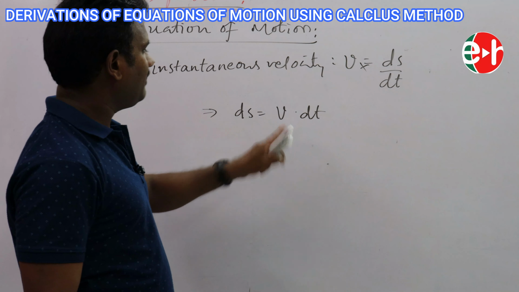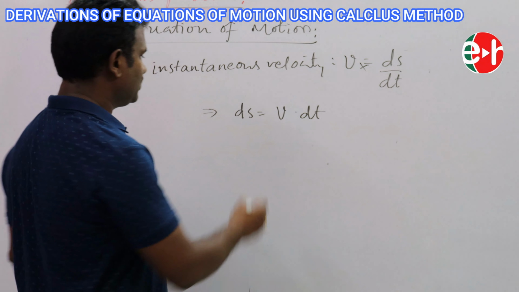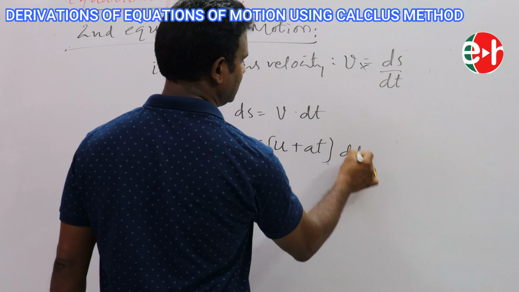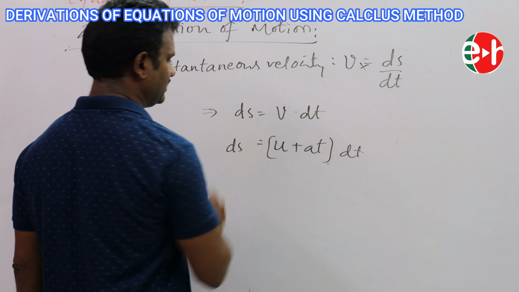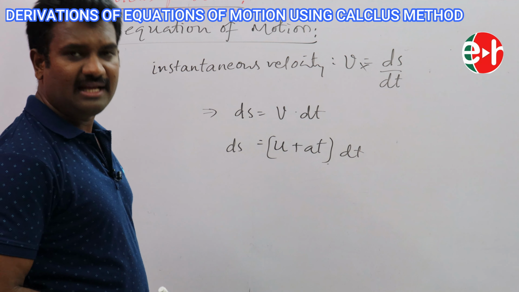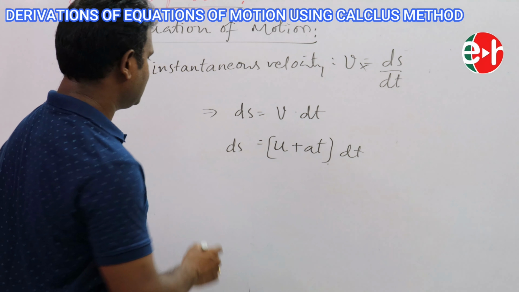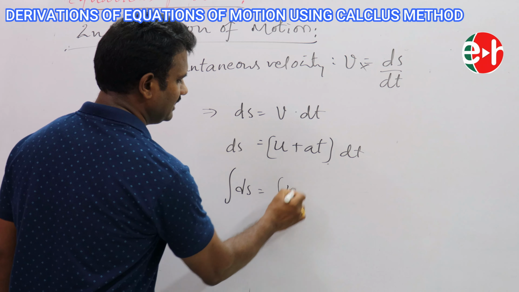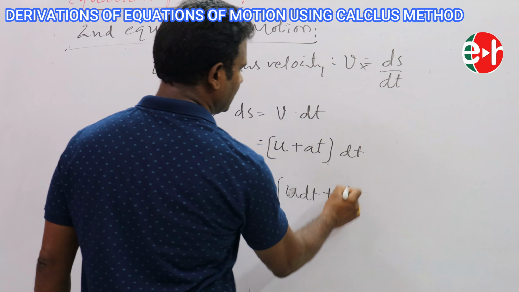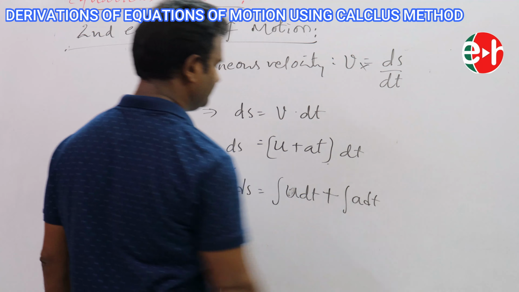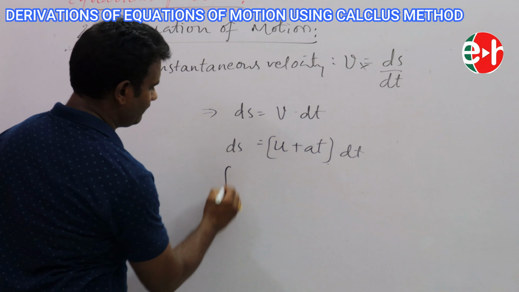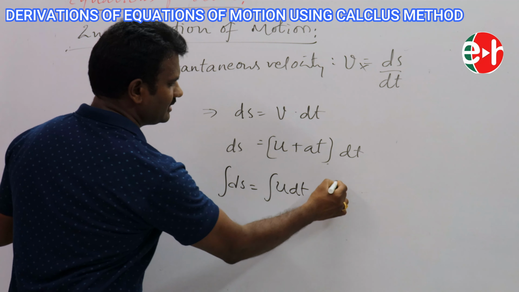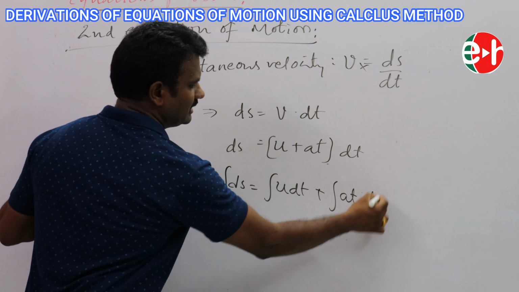Is it clear? From our first equation of motion, v is equal to u plus at, into dt. So this is our ds. By applying integration, what do you get? Let us see. Integral of ds is equal to integral of u into dt plus integral of a t into dt.